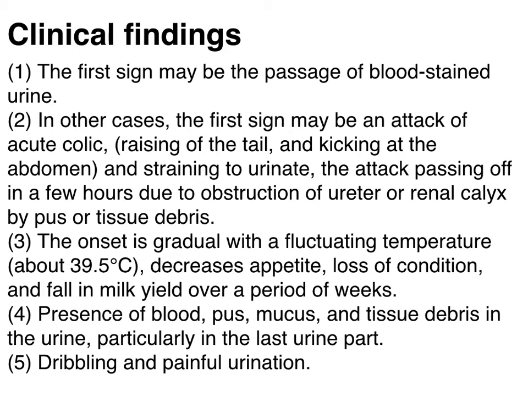The illness progresses gradually with fluctuating temperature about 39.5 centigrade, decreased appetite, loss of condition, and fall in milk production yield over a period of weeks, with presence of blood, pus, mucus, and tissue debris in the urine. تحليل اليورين راح يظهر لنا وجود القيح والدم والميوكس.